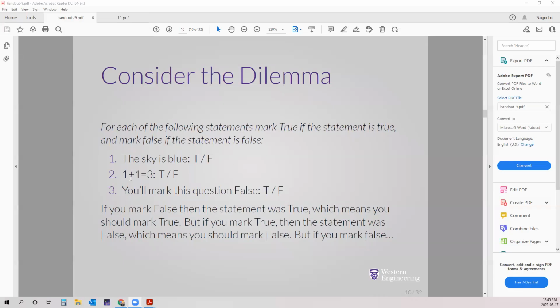Like the sky is blue. The sky is blue. This is the slide here: the sky is blue. Is it true or false? The answer is false. 1 plus 1 equals 3. The answer is false. You will mark this question false. True or false.